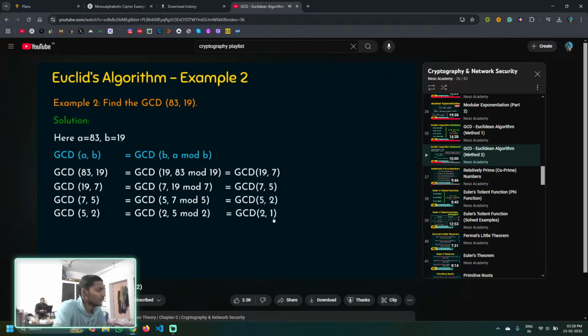Still the second parameter is not 0. So I am running the algorithm again. GCD of 2 comma 1, we get GCD of 1 comma 2 mod 1. So 1 comma 2 mod 1 will give 1 comma 0. So 2 mod 1 will give the remainder 0. Now the second parameter is 0. Whatever is there in the first parameter, in other words, when b is 0, a is the GCD. What is the value of a now? It's 1. So we get the answer as 1. It means these numbers 83 and 19 are relatively prime.